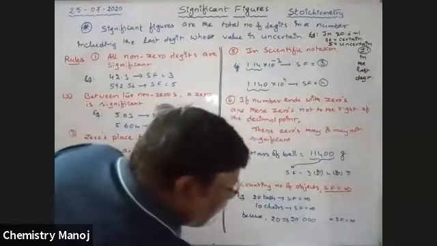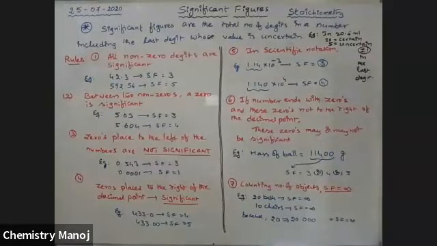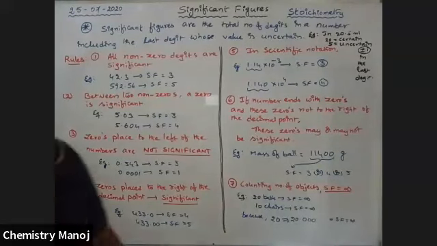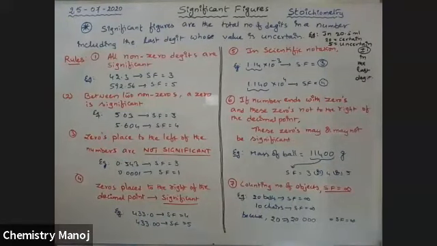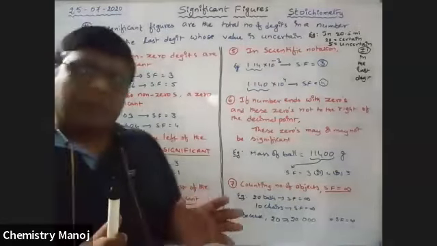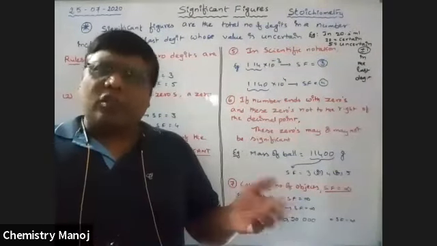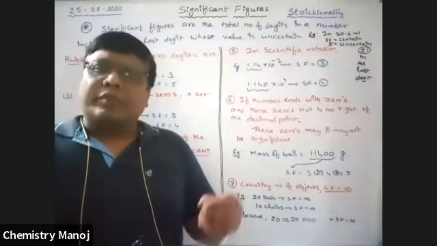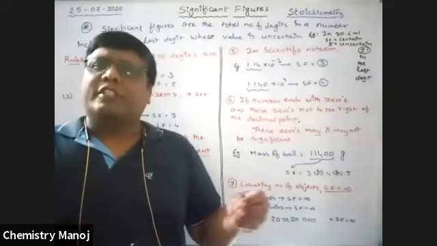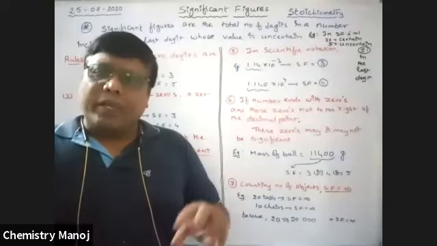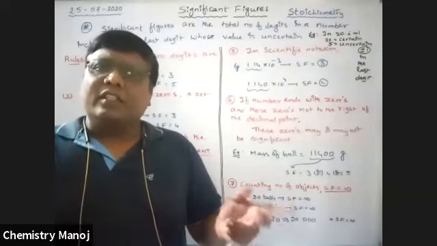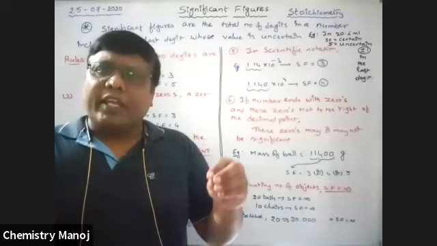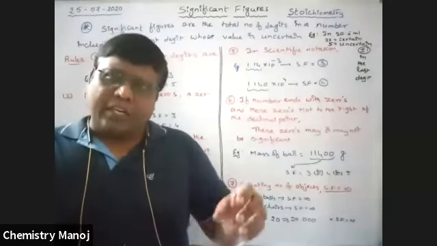See here. What are the rules to identify significant figures? In our value, there may be zeros or non-zeros. Sometimes these zeros are considerable. Sometimes these zeros are not considerable. So based on this consideration, we can decide the significant figure values. So here it is all about the zero values.